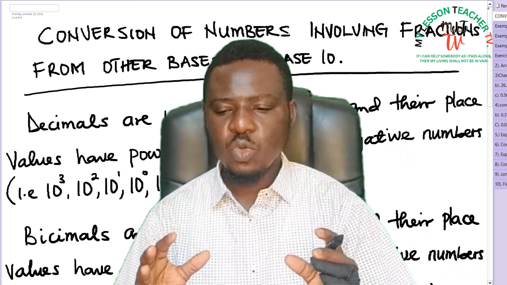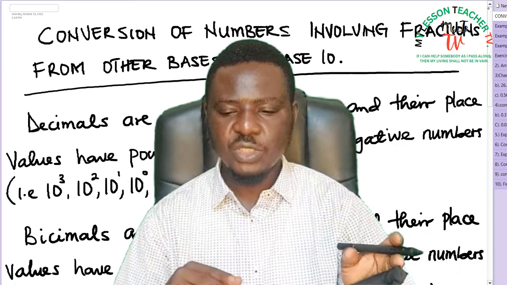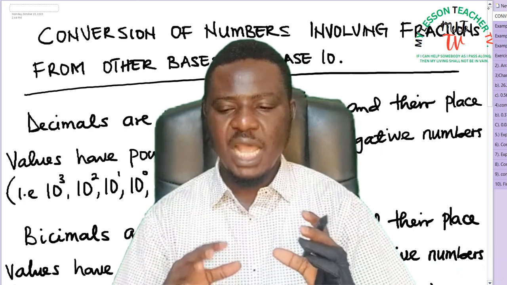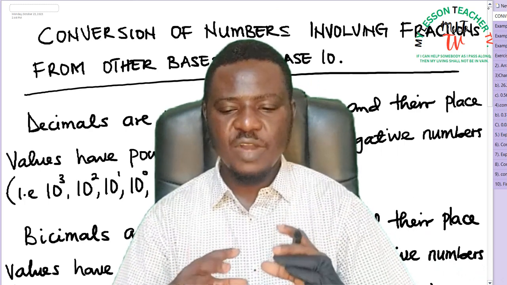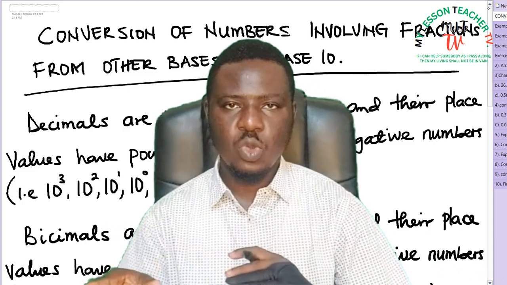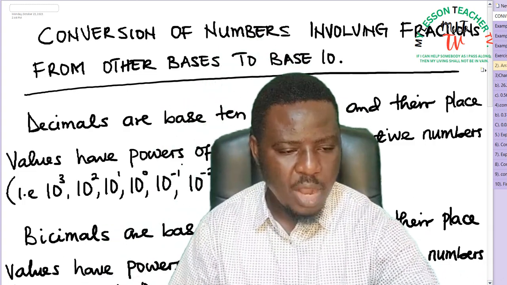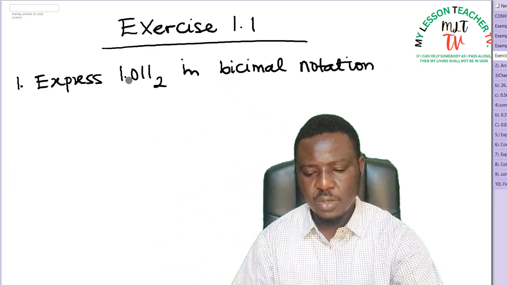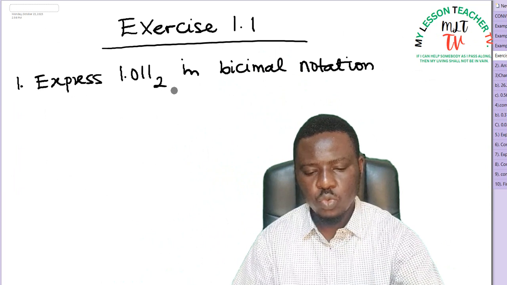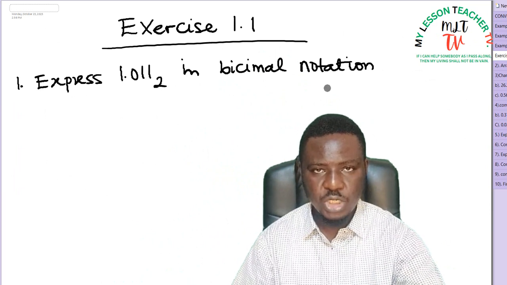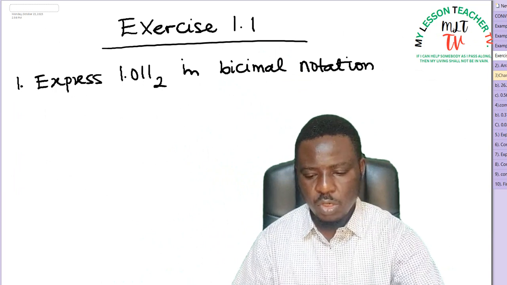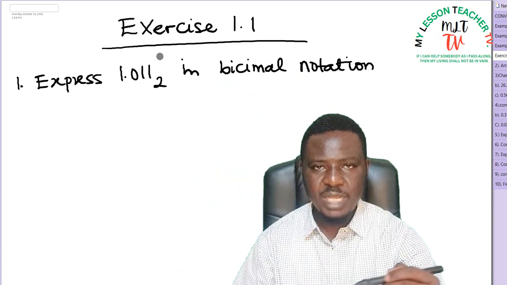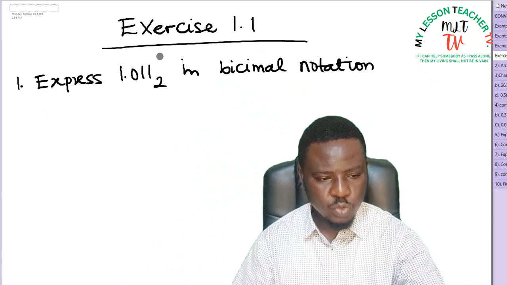In today's class, we have been able to look at conversion of numbers involving fractions from other bases to base 10. Subsequently, we shall be looking at how to convert numbers involving fractions from base 10 back to other bases. But before I go, I will leave you with this assignment. You are to express 1.011 base 2 in decimal notation, which I have taught you. Identify their place values, and then just multiply each of the digits by its place values. That is what is expected of you to do.